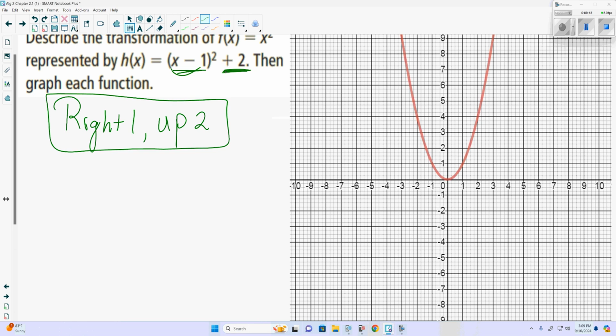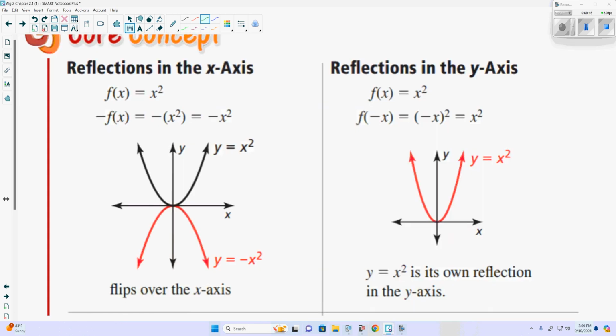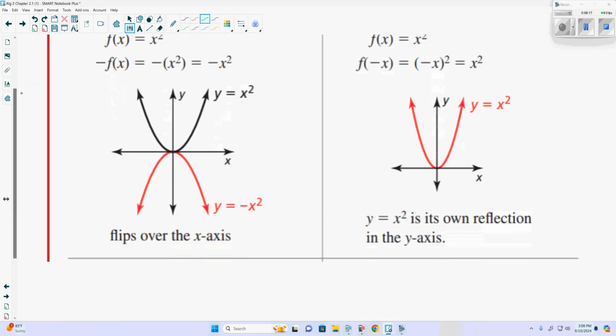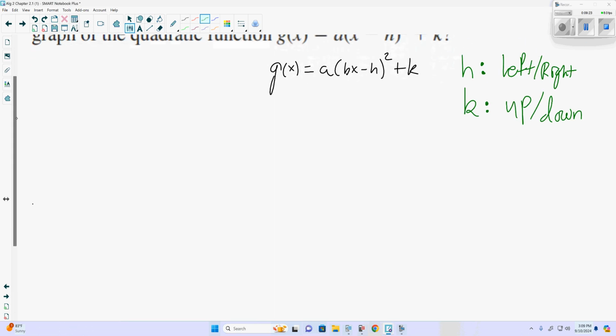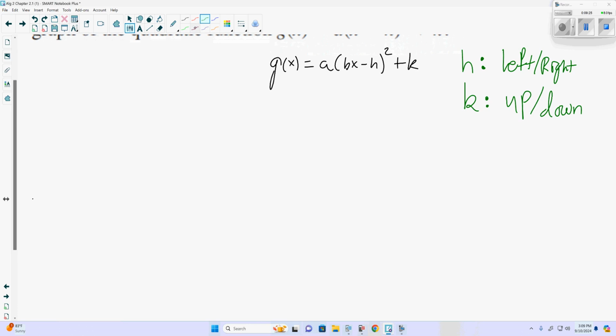Questions on this here? Y'all see the vertical upside down. All right, so if there's a negative outside the parentheses, so the general form here, if a is negative, then it is a reflection.